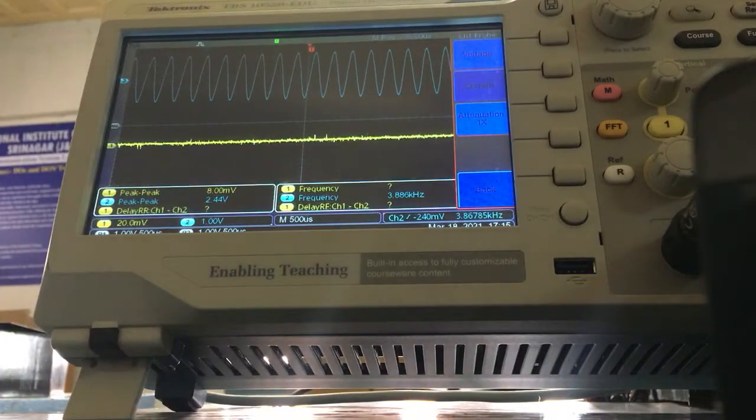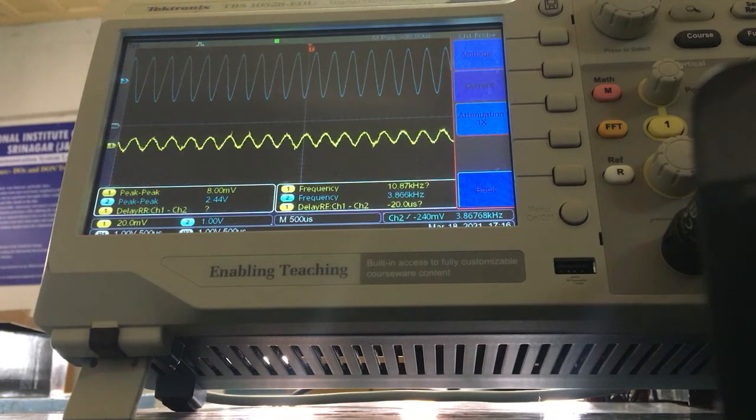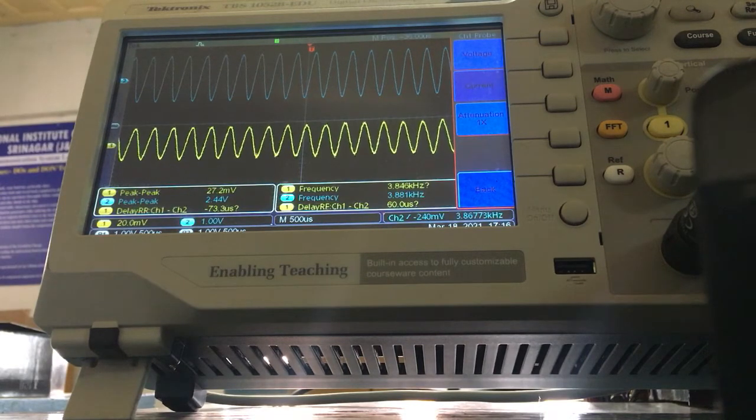We can also see the effect of the automatic gain control circuit, AGC circuit. If we increase the output amplifier at the transmitter, we'll see that slowly the received signal also increases, and this is the received signal in yellow, quite in fidelity with the transmitted signal.